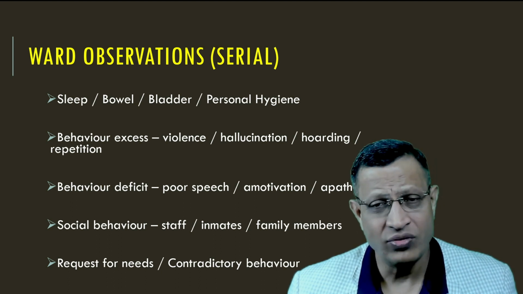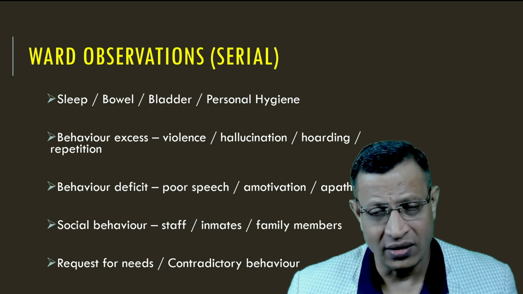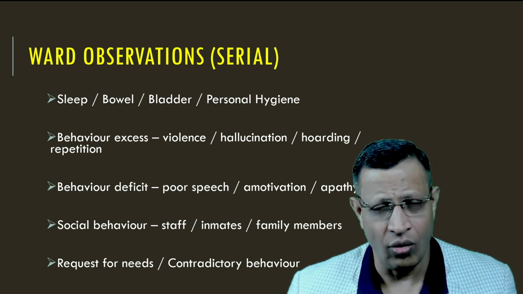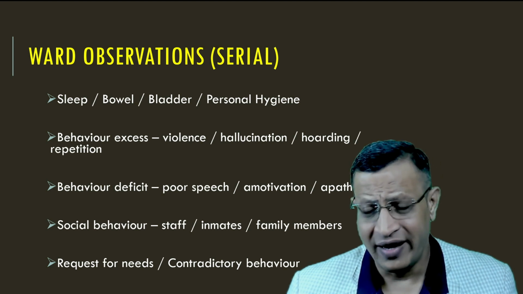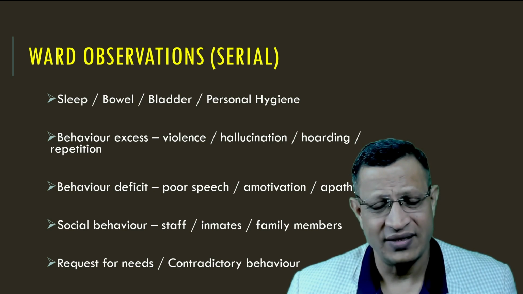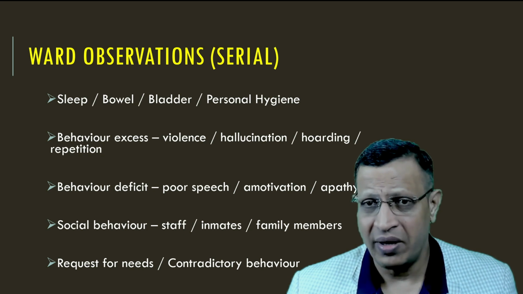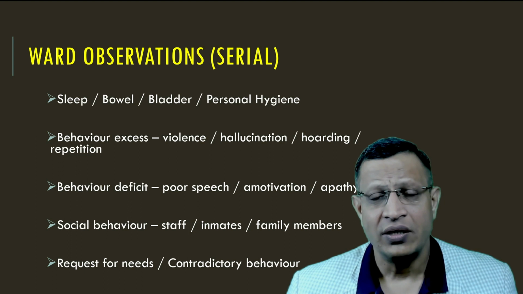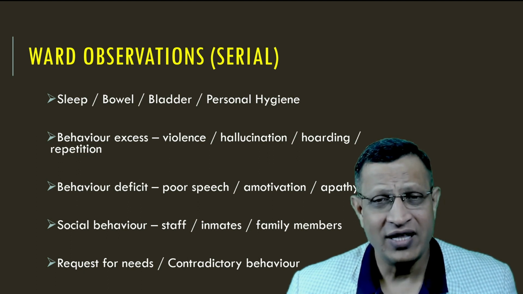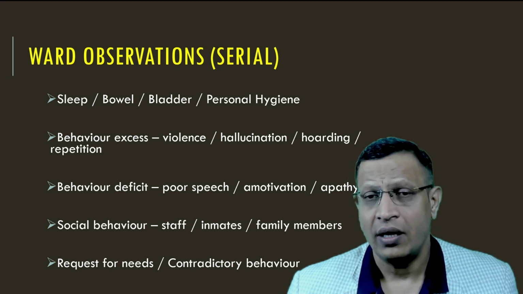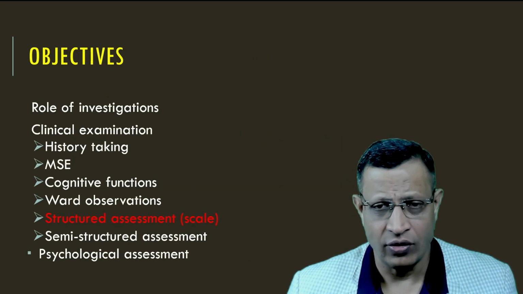Social behavior, how is his behavior with the staff, with the other inmates, with the family members and friends. And also you can now consider how he is interacting with others on social media. Request for his needs and contradictory behavior, for example if the patient says I am sad but he is actually having good fun in the ward, any contradictory behavior needs to be noted. Hence, serial ward observation gives you a very rich source of information for a diagnosis.